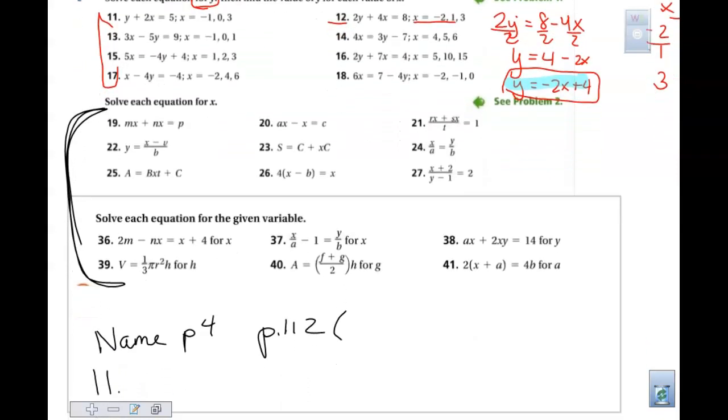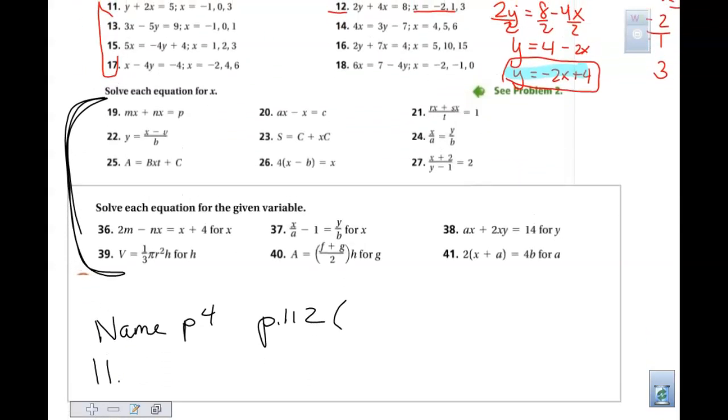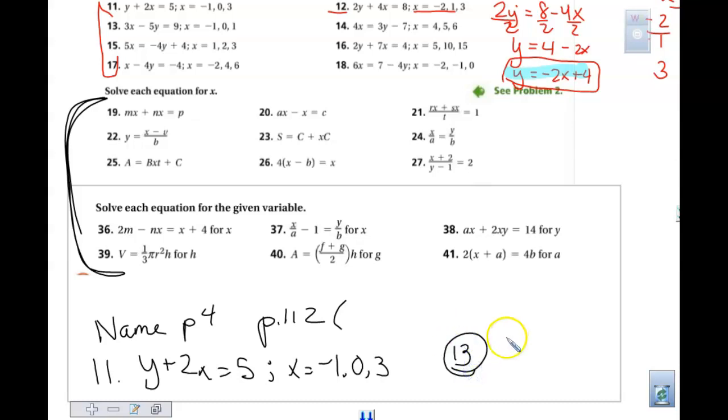So, as I look at that, y plus 2x equals 5 for x equals negative 1, 0, 3. Number 13 I'm going to put over here because I'm doing my work below. 3x minus 5y equals 9, x equals negative 1, 0, 1.